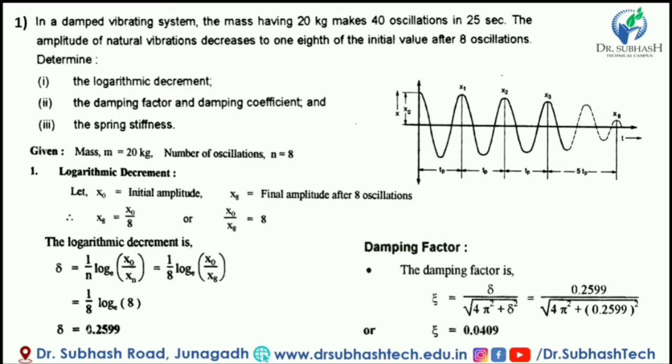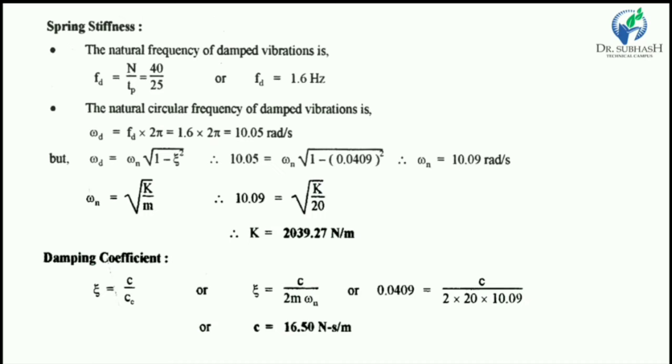Okay, so here the value of delta, the logarithmic decrement, we already found out. So the value of zeta we can find, and the final value of zeta is 0.0409. Okay, zeta is a unitless number because it is the ratio of damping coefficients. Now we have to find out the damping coefficient. Here we know that zeta is the ratio of damping coefficient to critical damping coefficient, and we find out the damping coefficient.